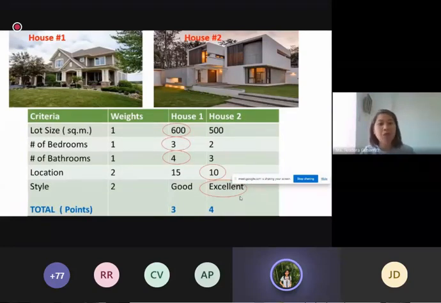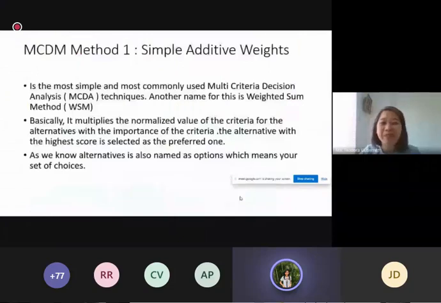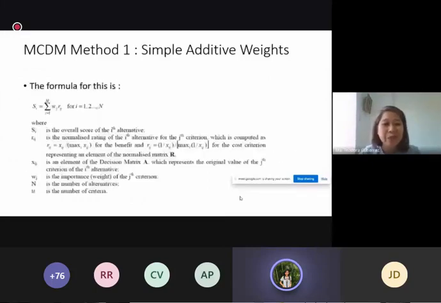So now I will move on to a more scientific method of decision analysis. We will discuss simple additive weighting, and this is also known as the weighted sum method. To evaluate the alternatives, we will come up with the overall score. And this is the formula. S_i is equal to the summation of the weight times the normalized value.